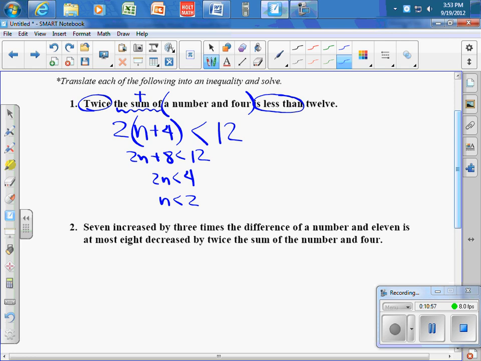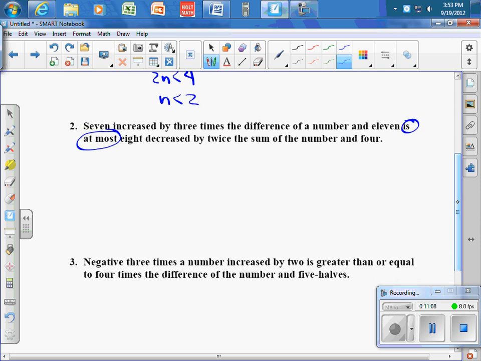Well, let's first of all find the inequality sign. Is at most, the most it can be. We talked about that last time. What is at most going to mean here? Less than or equal to. So now that we have the inequality sign, whatever comes before is at most will be before the inequality sign. Whatever comes after will be after the inequality sign.